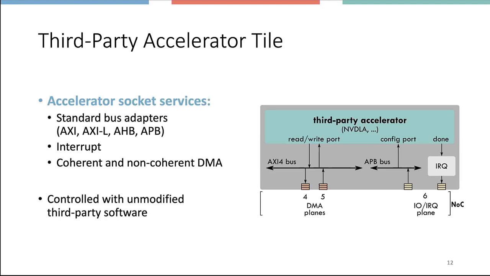And so most of these services do not appear in this style, and they are replaced by bus standards. Right now we have AXI, AXI Lite, AHB, and APB, which are widely adopted. And through these adapters, your accelerator can still send messages over the NoC, both coherent and non-coherent DMA planes, and it can be configured from software. Now, most importantly here, you are able to use your unmodified third-party software, which is very important. You don't want to rewrite your software just because you've integrated the accelerator into an SoC platform like ESP. So you can design your accelerator on, for example, a ThinkPad, just to name one, and then take your accelerator and integrate it into the full system without modifying your software, as long as this compiles, of course, for one of the supported processor cores.